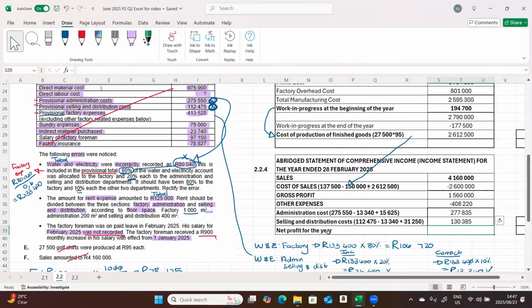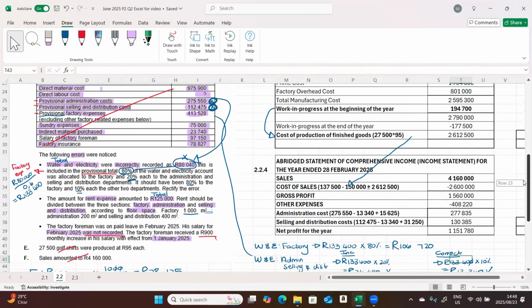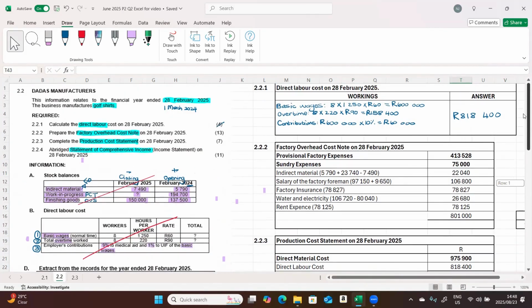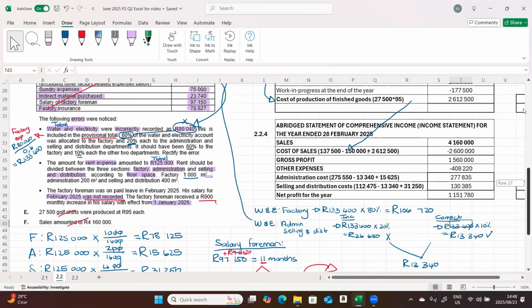Okay. And then to get the net profit for the year, we have to go and say it equals, we take our gross profit over there, and then we subtract our other expenses. And there we have our net profit for the year, which is 1,151,780. Okay, so there we go. We are actually done, guys, with everything with regards to 2.2, which is Data's manufacturers.